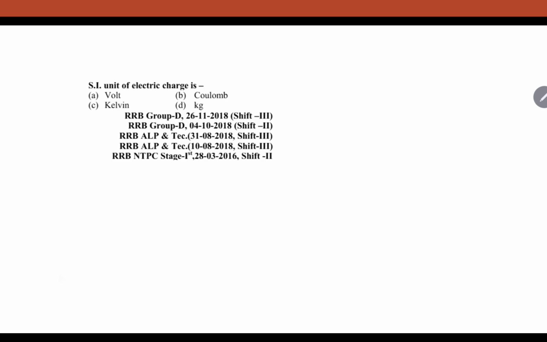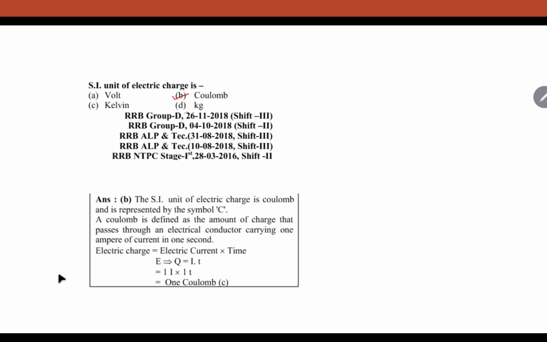Next question. The SI unit of electric charge is, the options are volt, coulomb, Kelvin, and kg. The right answer for this question is option B, coulomb. The SI unit of electric charge is the coulomb and it is represented by the symbol C. A coulomb is defined as the amount of charge that passes through an electrical conductor carrying 1 ampere of current in 1 second. Electrical charge is represented with Q, so charge is equal to I into T, that is equal to 1 coulomb.